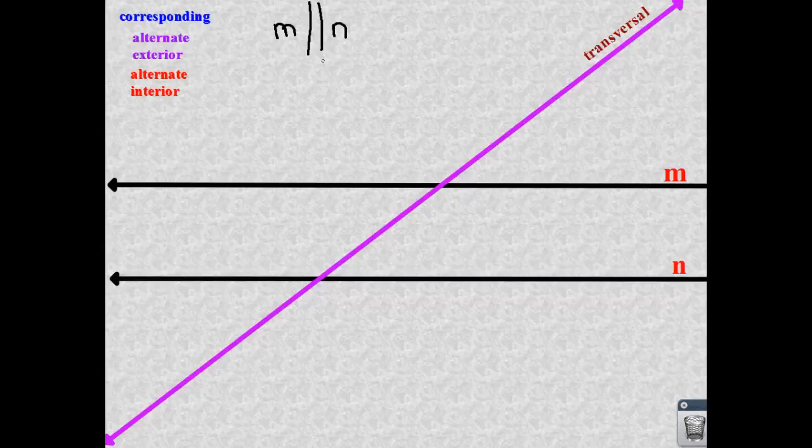And I'm going to take out my cursor and I'm going to show you all the possible angles that you're going to come across. So we'll count them out. We have one angle, 2, 3, 4, and if we go down to the bottom here, we have our fifth angle, 6, 7, and 8. So we have 8 angles created by this transversal.